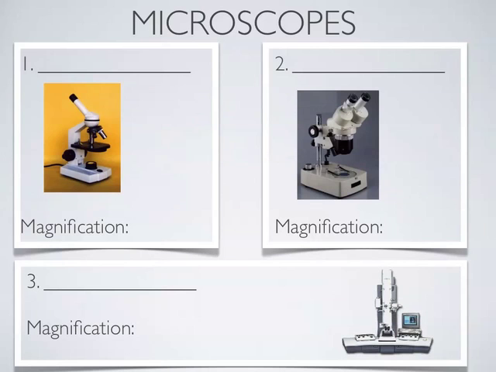Okay, now when we talk about microscopes, we are going to use two types of microscopes, and I'll talk about three types of microscopes. So this first one here is probably like the one you may have used before. This is the one we'll use the most. And the name for this type of microscope is a compound light microscope.